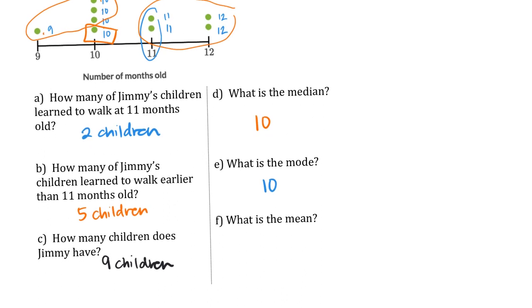Okay, so let me see. When I add this up, there's 9, 9 months old, plus 4 of them have 10. So I'm going to do 4 times 10, which is 40. 2 of them have 11, so that's 22. 2 of them were 12, so that's 24. So the mean is going to be 95 divided by his 9 children. Okay, and I'm going to keep just 3 decimals. If you would like to round that, you can round it. So the mean number of months at which Jimmy's children learned to walk was 10.555 months.